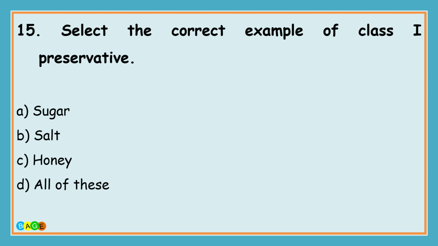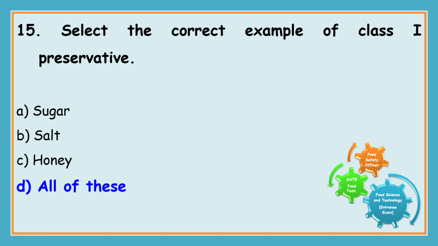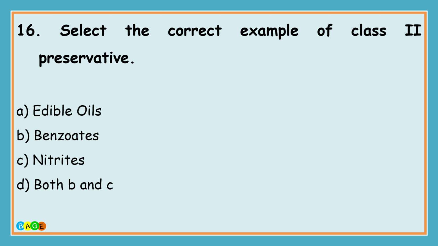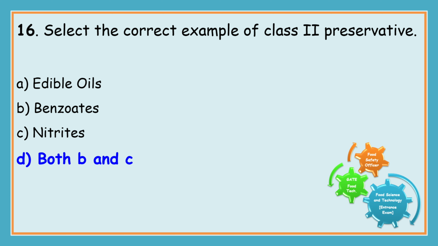Question number 14: Microfiltration is used to separate colloids from polymers with the pores of ___. The options are A 0.1 to 1 micron, option B 0.001 to 0.1 micron, option C 1 to 10 micron and option D all of these. The correct answer is option A 0.1 to 1 micron. Question number 16: Select the correct example of class 2 preservative. The options are A edible oils, B benzoates, C nitrites and D both B and C. The correct answer is option D, both B and C.